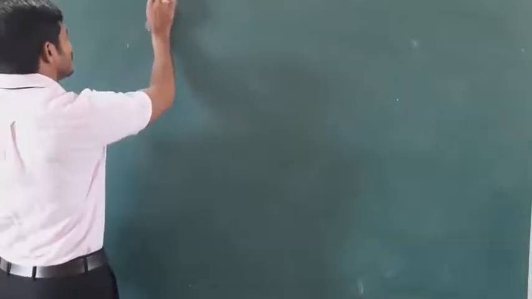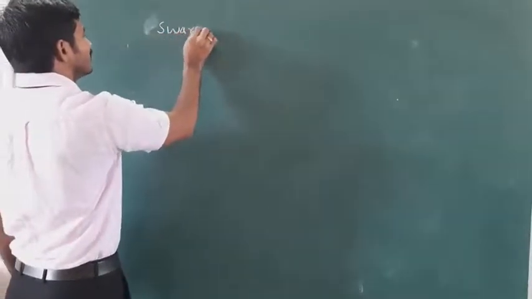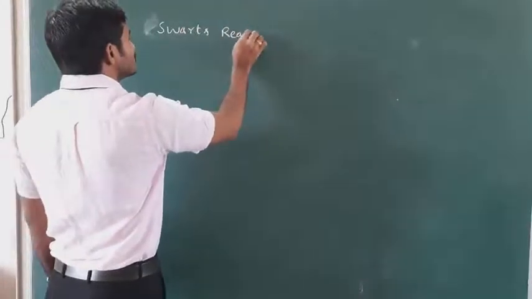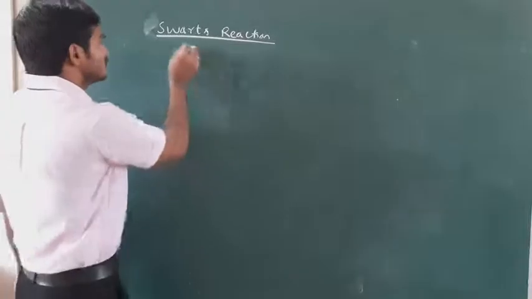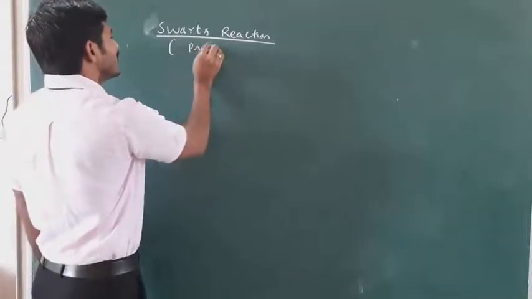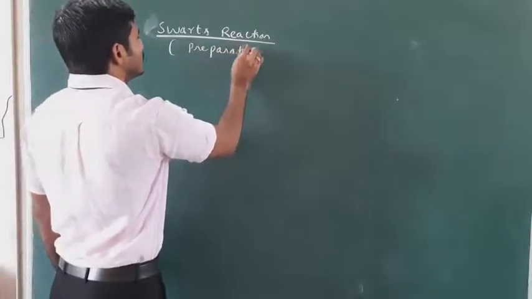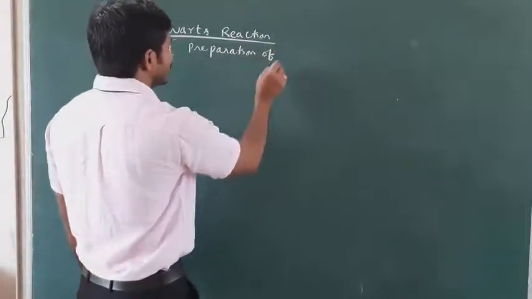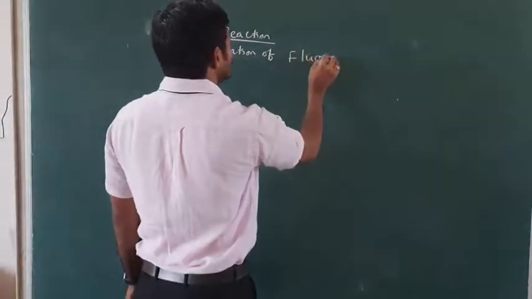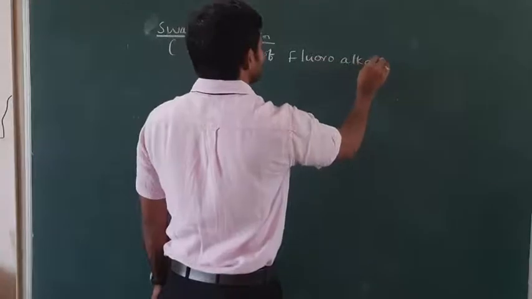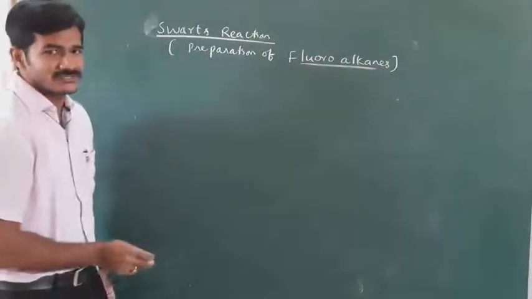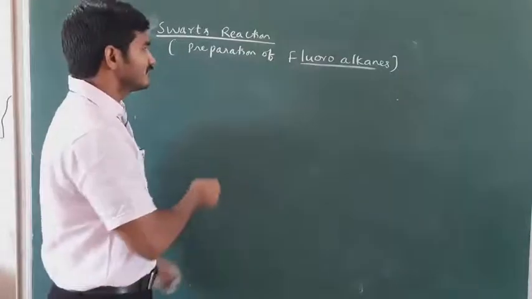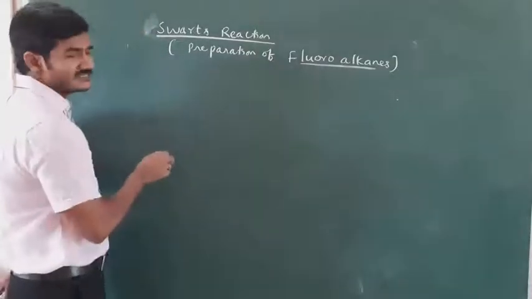That is the Swarts reaction, which is used for the preparation of fluoroalkanes. Fluoroalkanes can be prepared by using the Swarts reaction. By the normal method we cannot prepare fluoroalkanes, that's why we choose a separate method, the Swarts reaction.